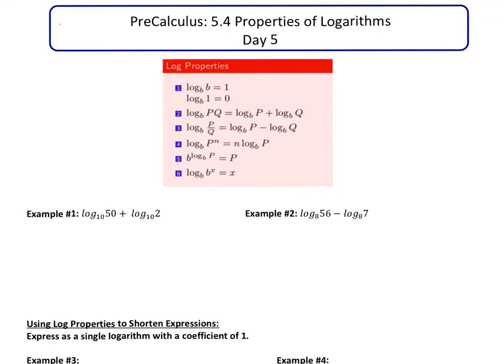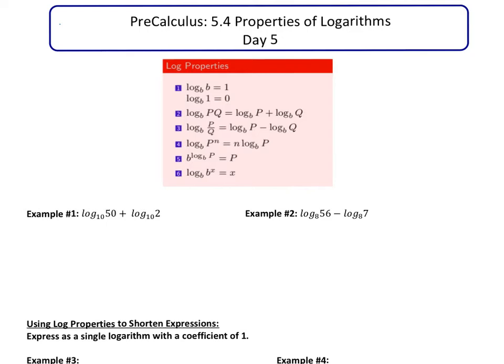So first thing, we have this red box full of our log properties. By no means do you need to memorize these, but they're very, very helpful when simplifying. So I'm going to go through a couple of them just so that we understand where they come from. And since these are now our properties, we can use them at any point in our simplifying or our solving.